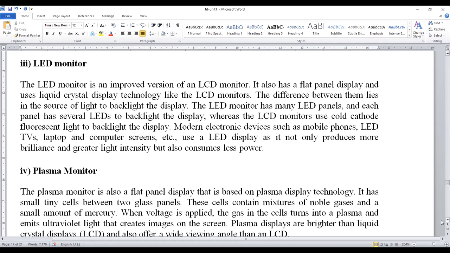There it uses a cold cathode fluorescent light, but here it uses an LED backlight. Modern electronic devices such as mobile phones, LED TVs, laptops, and computer screens use an LED display as it not only produces more brilliance and greater light intensity, but also consumes less power. That is the main advantage of LEDs. You'll see LED monitor technology.